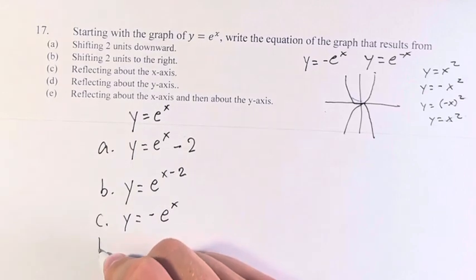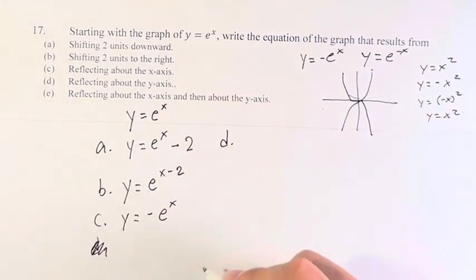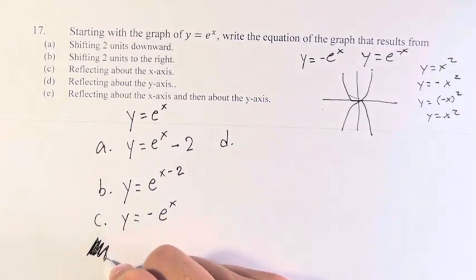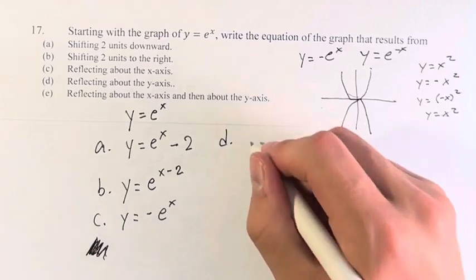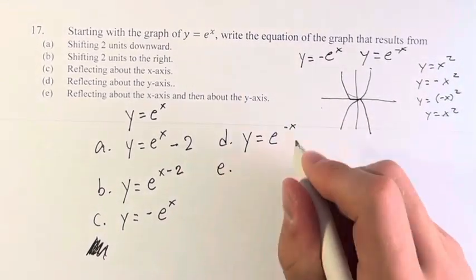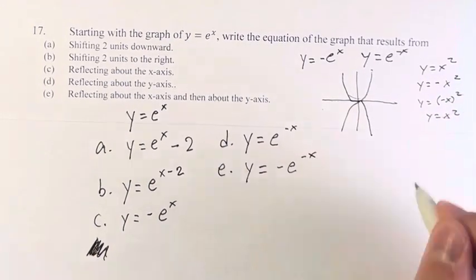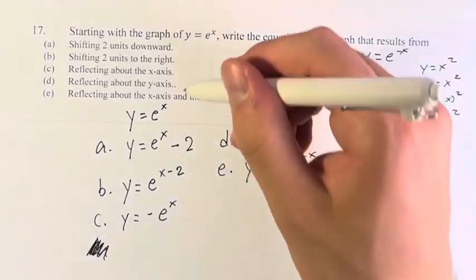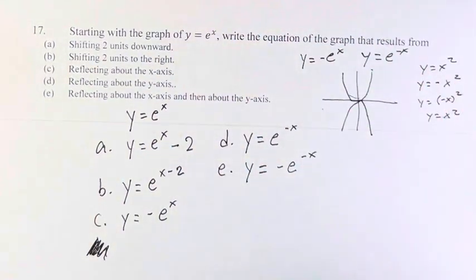So, to reflect about the x-axis, like we do here, we have to put the negative sign outside of the function. And for D, which I'll write up here so we don't run off the page, we are doing the opposite, right? We are reflecting over the y-axis, so you put the negative inside. Y equals e to the negative x. And then finally, E, you just have to do both. Negative e to the negative x. So starting from this original graph, this is how you apply all the transformations in equation form.